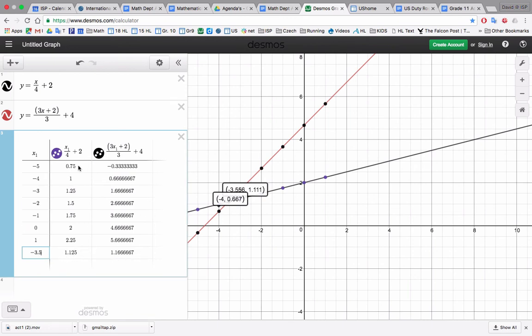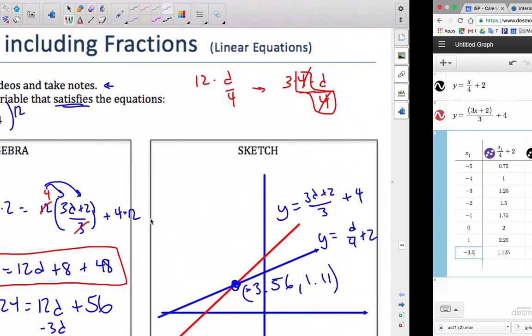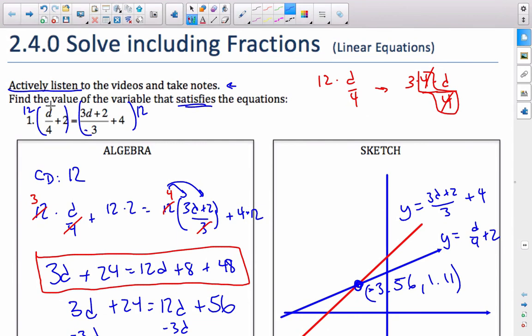And this is just kind of an estimate approach, right? Trial and error with an estimate. And the technology does all the hard work. You just have to do the thinking. It does the computations for you. All right. Super. 3 approaches to solving a question.